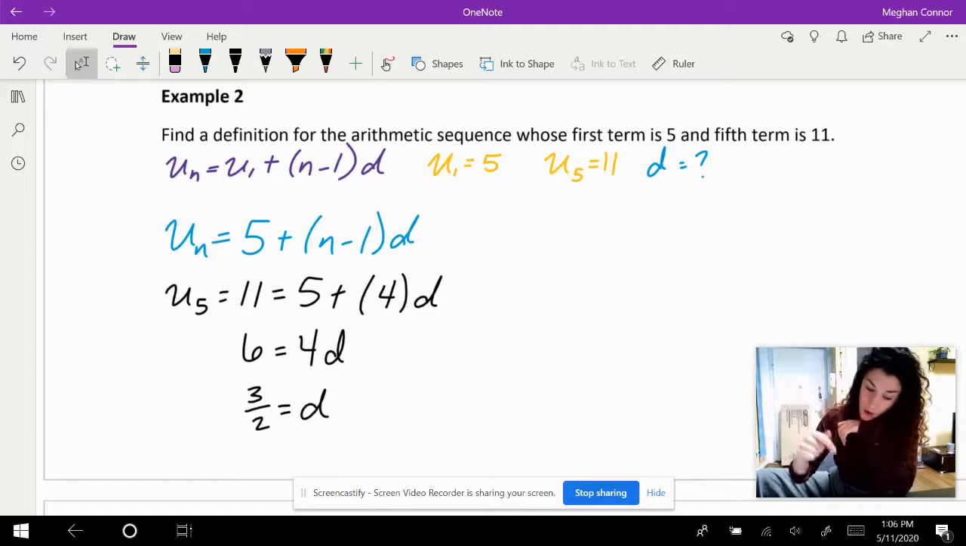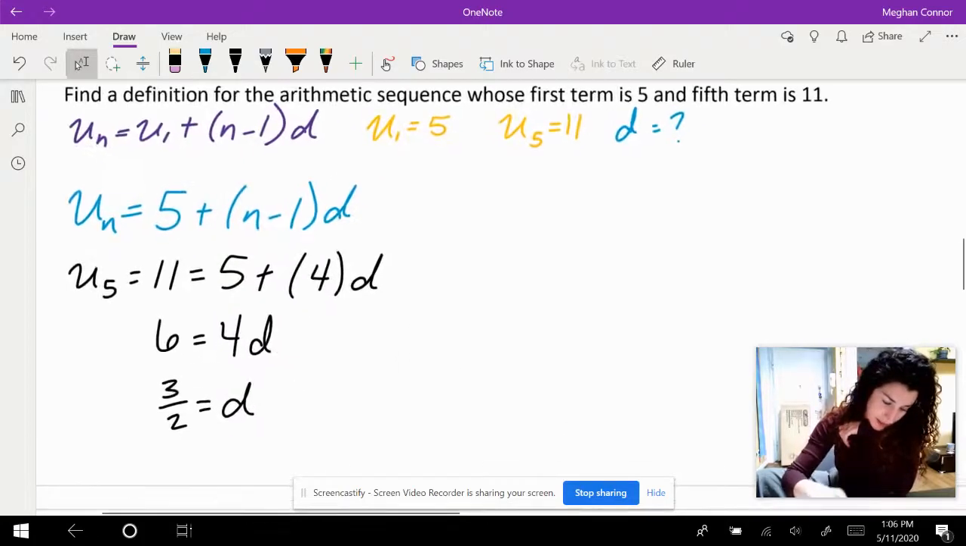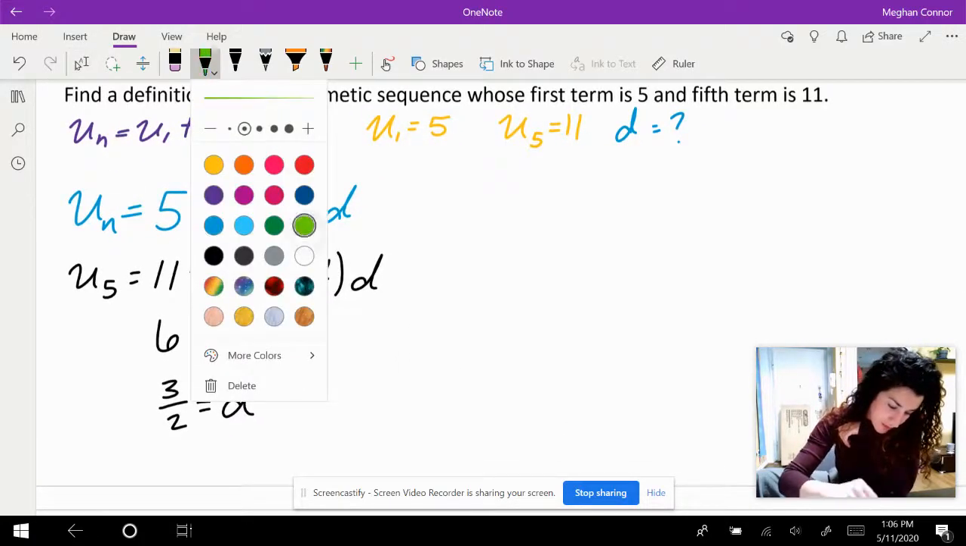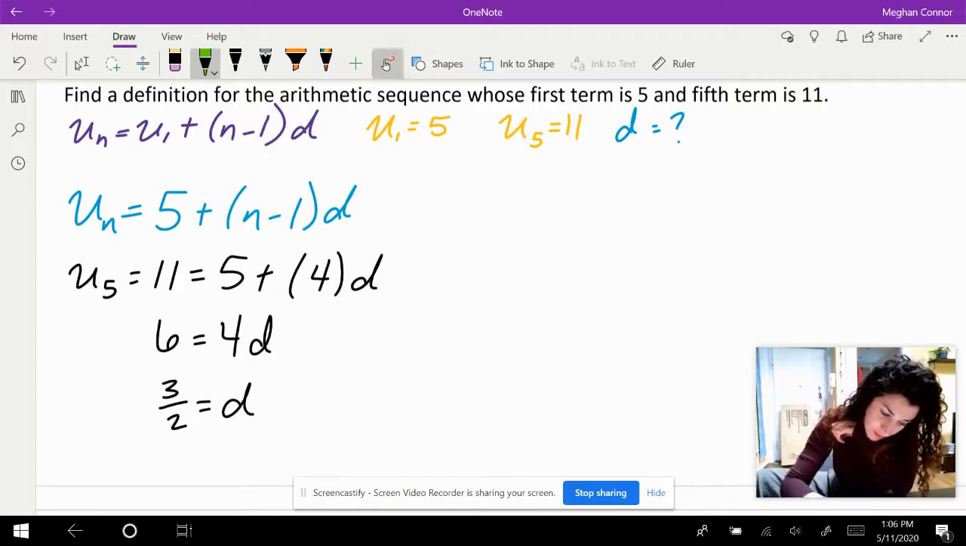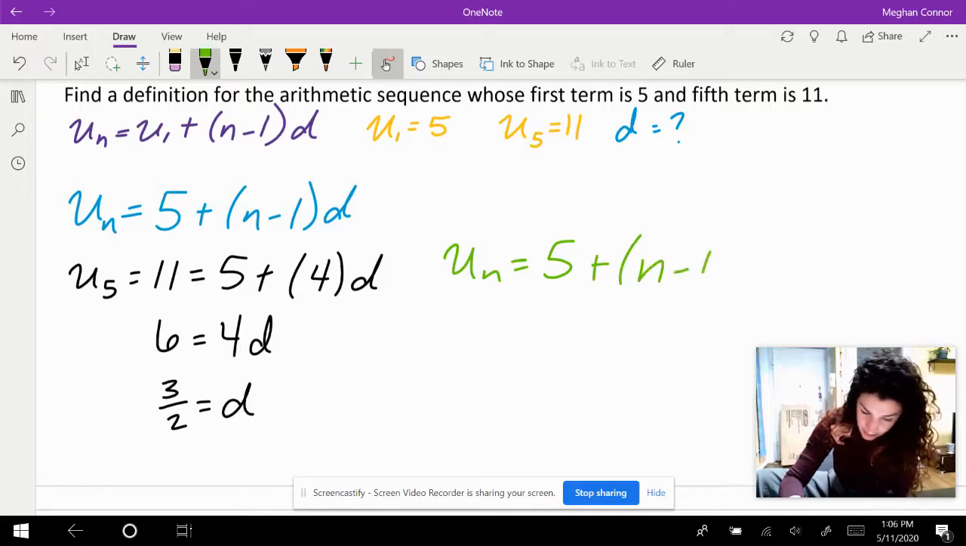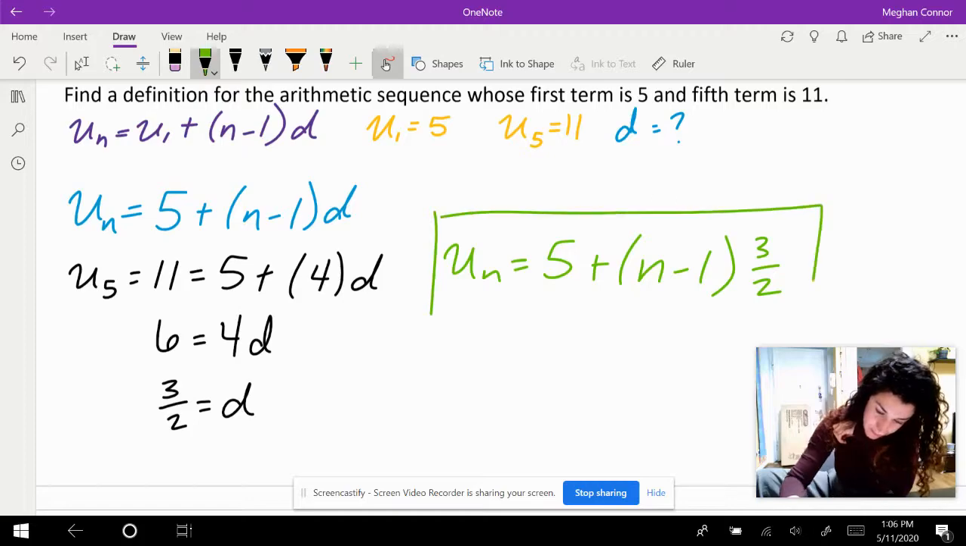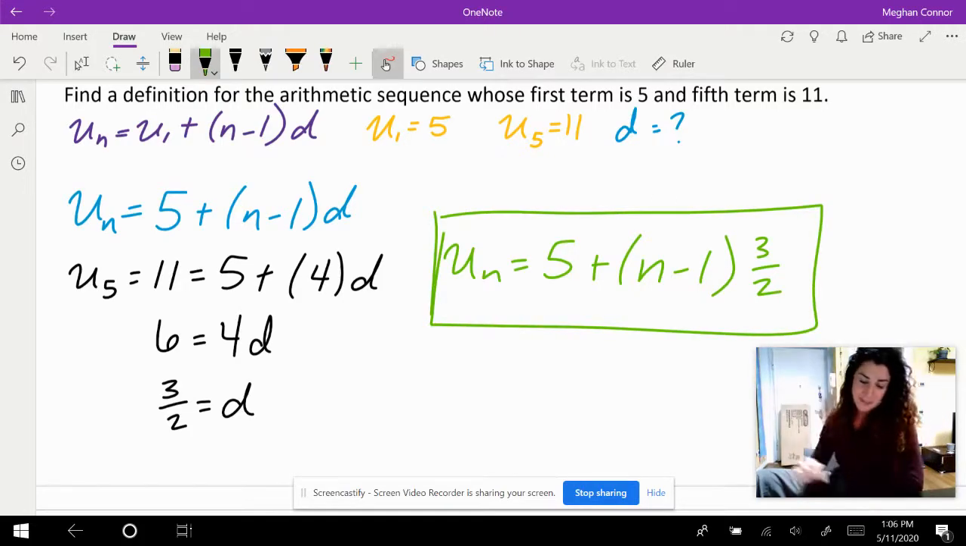Okay, we are almost done. I need to plug this all in and get a final equation. U sub n equals u sub 1 plus n minus 1 times d. And that's it.